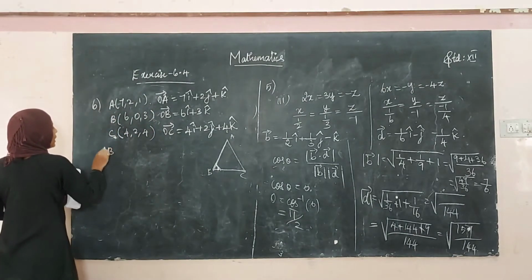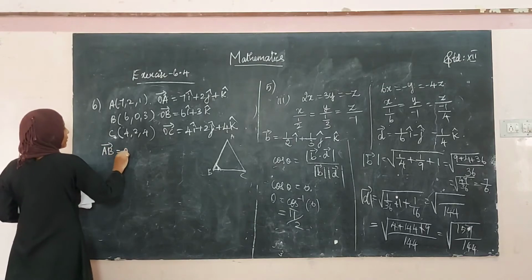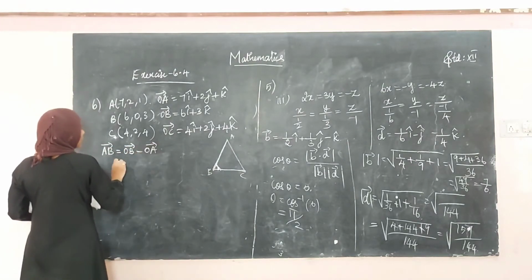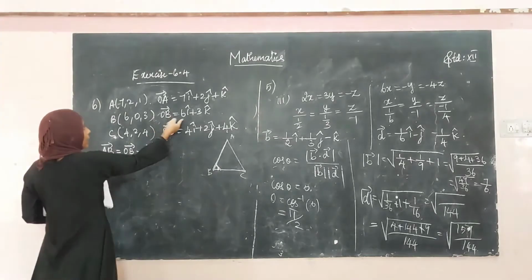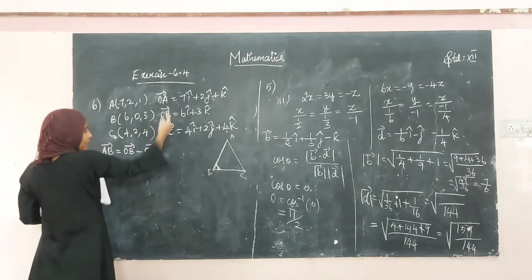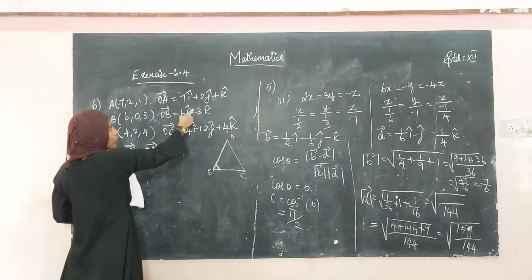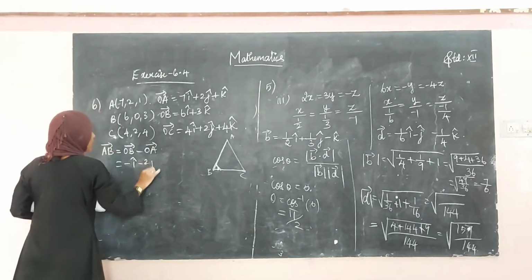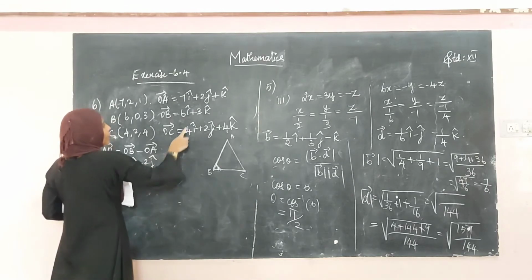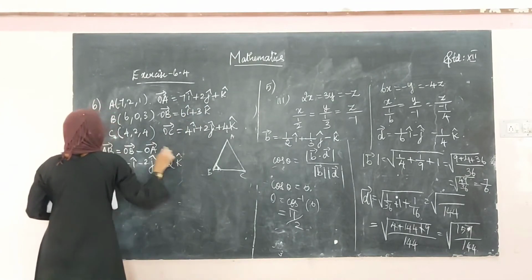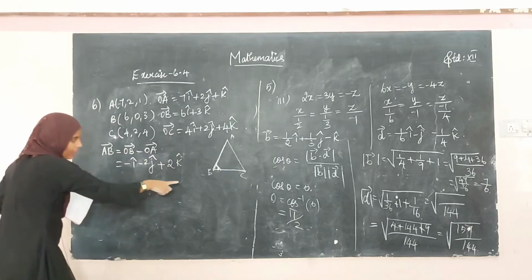So we want to find AB vector. AB vector can be found using OB vector minus OA vector. So 6 minus 7 is minus 1, so minus i vector. Here it is 0 minus 2, which is minus 2, so minus 2j vector. And then 3 minus 1 is plus 2k vector. This is AB vector.